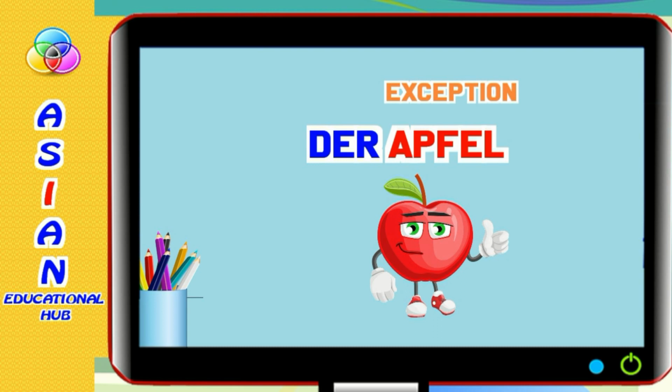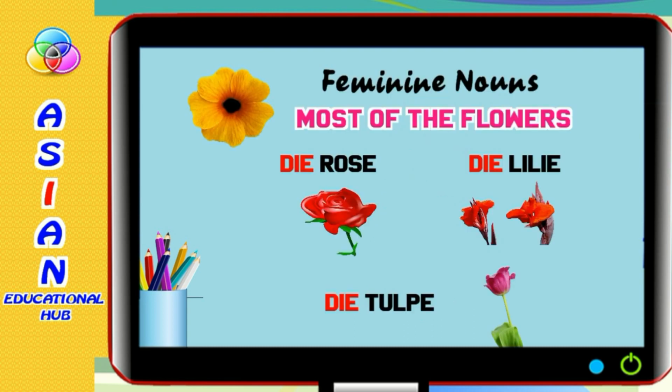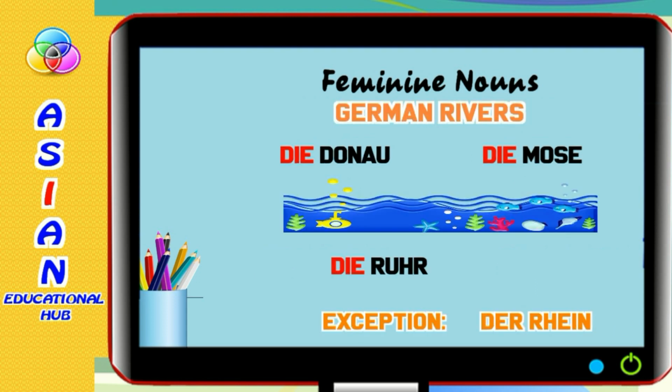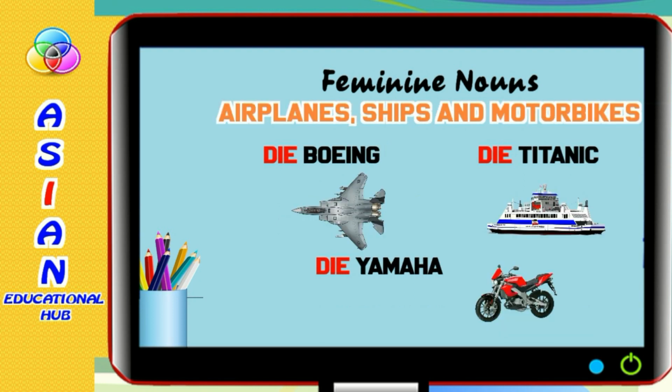So der Apfel. Names of most of the flowers, for example, die Rose, die Lilie and die Tulpe, all are feminine nouns. Names of numerals, die Null, die Eins, die Hundert and die Million. Names of the German rivers, die Donau, die Mosel and die Ruhr. But there is an exception here, der Rhein. Names of airplanes, ships and motorbikes, all are feminine nouns. For example, die Boeing, die Titanic and die Yamaha, all are feminine nouns.